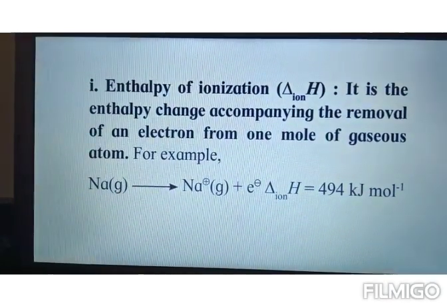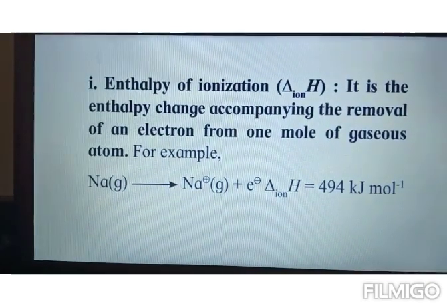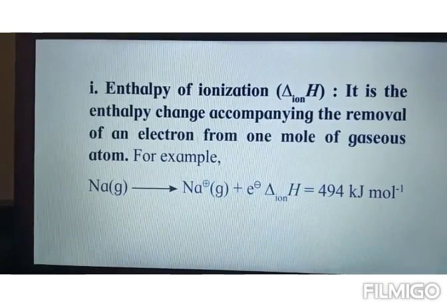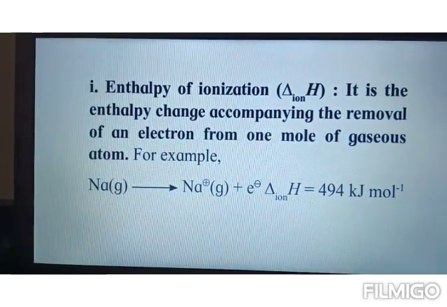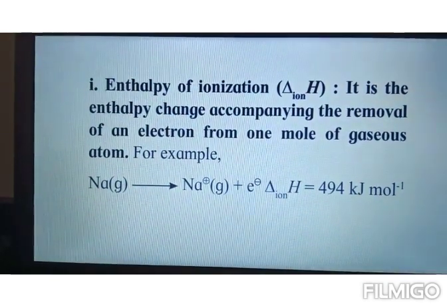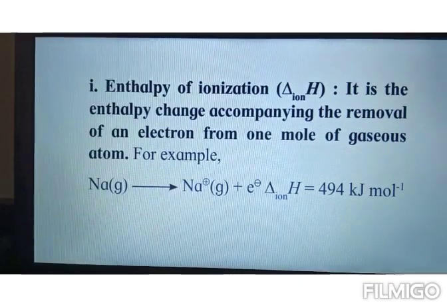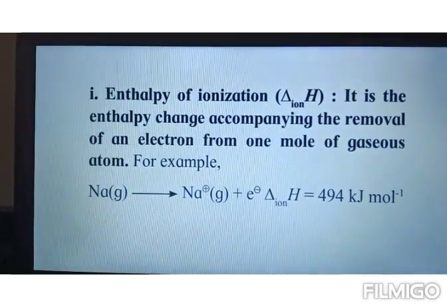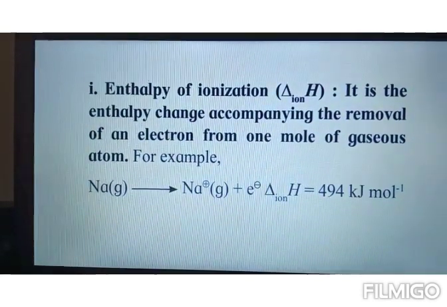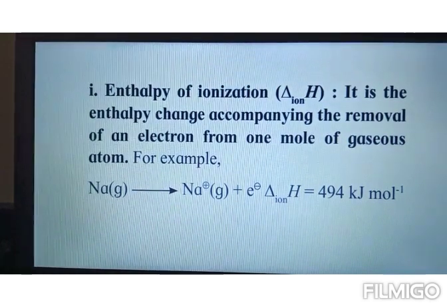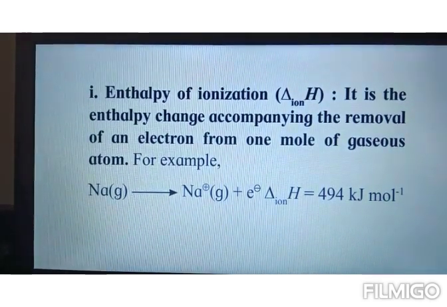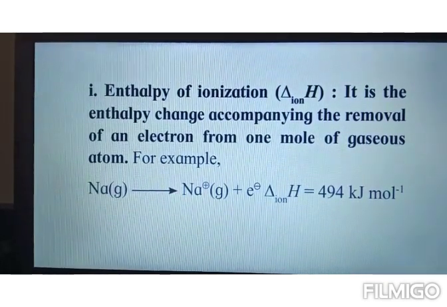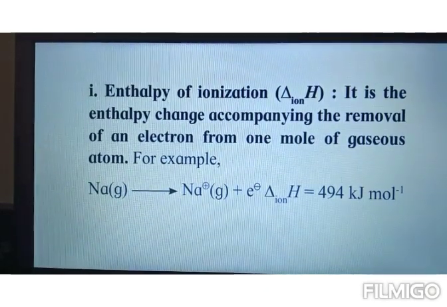Now enthalpy for molecular change. Very first is enthalpy of ionization. Now ionization is what? Ionization is formation of ion. How does an ion form? By loss or gain of electron. So it is the enthalpy change accompanying the removal of an electron from 1 mole of gaseous atom. See, again here we have the term 1 mole, so it is very important. So enthalpy of ionization is what? It is denoted by delta H ion, a subscript ion put between delta and H. It is the enthalpy change accompanying the removal of an electron from 1 mole of gaseous atom.